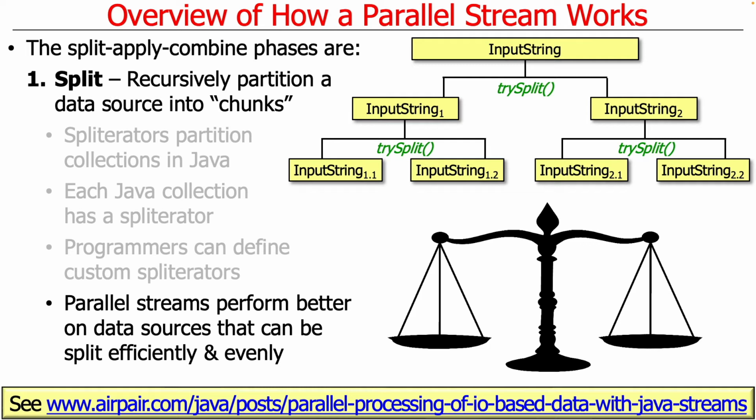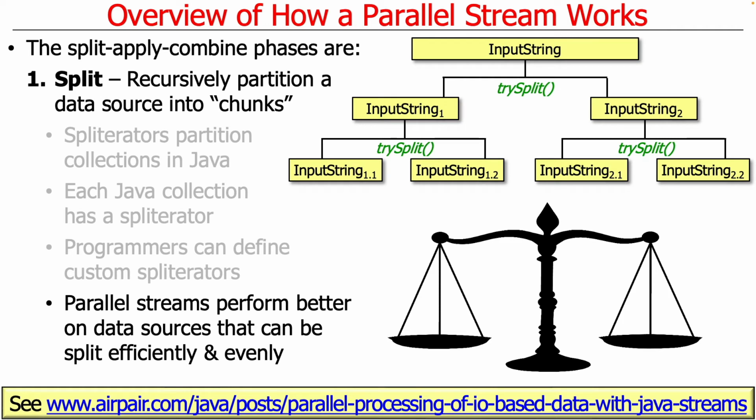Now, as a general rule, parallel streams perform best on data sources that can be split efficiently and evenly. I'll show you some examples of this later, but as a quick preview of coming attractions, things like array lists are easy to split efficiently and evenly, because it's always easy to figure out where the middle of an array list is: you take the beginning and the end and divide by 2, roughly. And it's easy to split them efficiently, because you just basically say this half is going to be one thing and that half is going to be another. So there's really no extra copying and very little time required. It's constant time to do that.